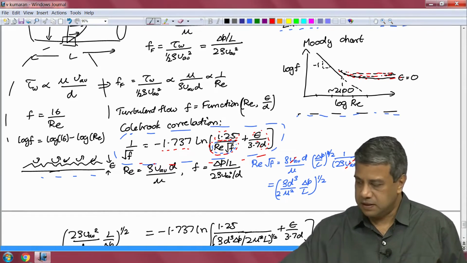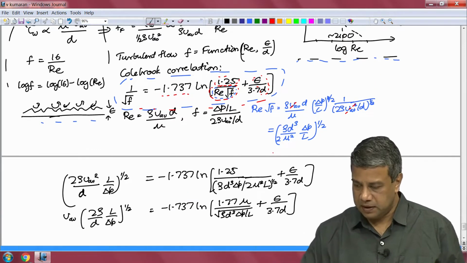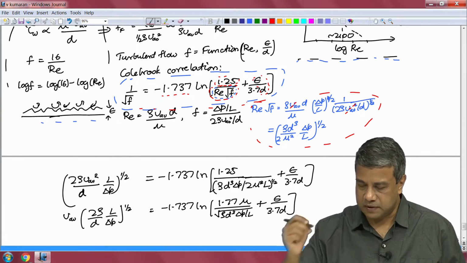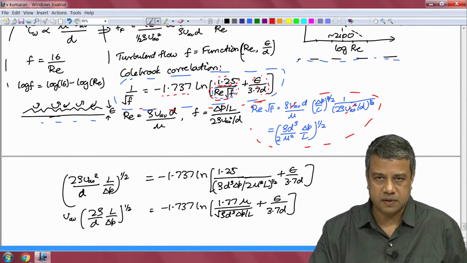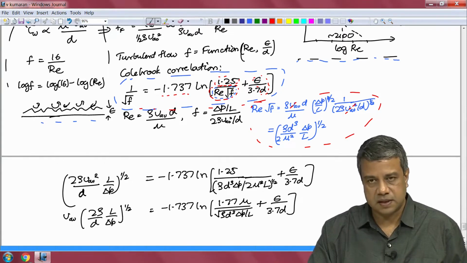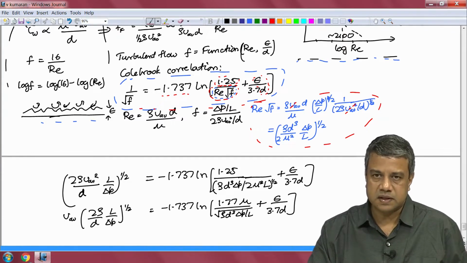I had simplified this Re square root of f for you and showed that this actually is independent of the flow velocity. It depends only on the pressure drop. Therefore, if the pressure drop is given, this is an explicit relation for the flow velocity. If the flow velocity is given, then you can directly calculate the pressure drop. It is an implicit relationship which has to be calculated by iteration.